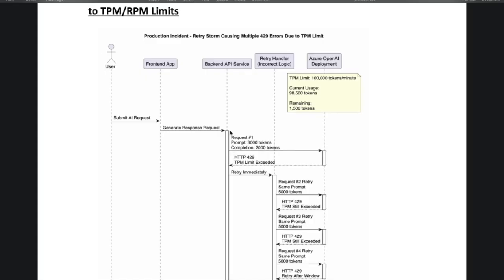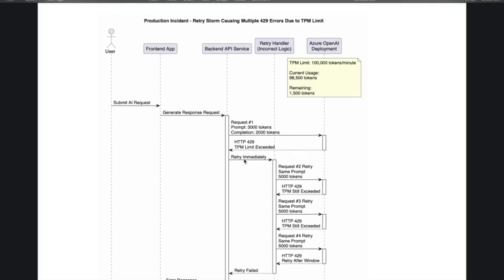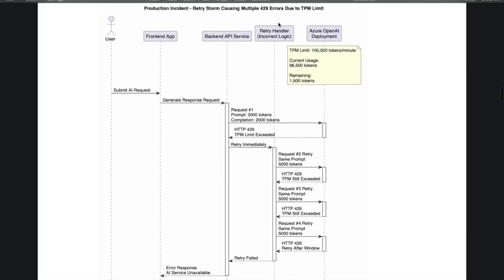Then in production, some systems immediately retry. They think, oh, I got a 429, a rate limit, let me retry again. They have a retry handler with incorrect logic where they immediately retry with the same prompt, so 3,000 tokens again, or even 5,000, whatever the tokens, and they keep on retrying.